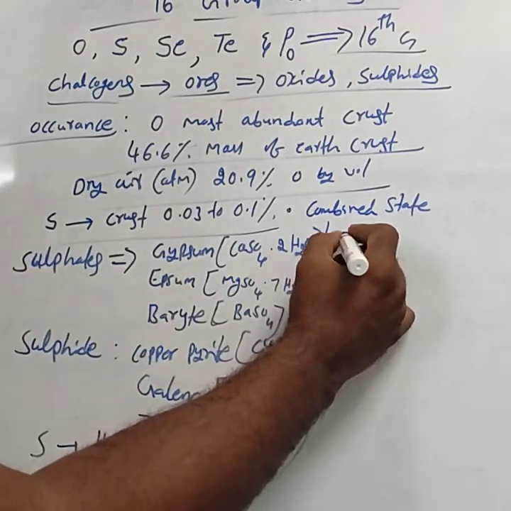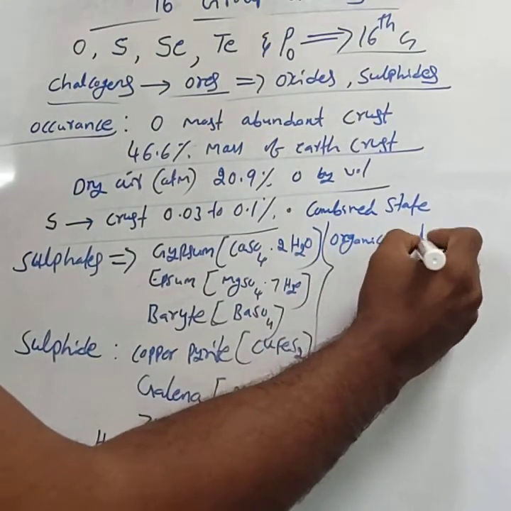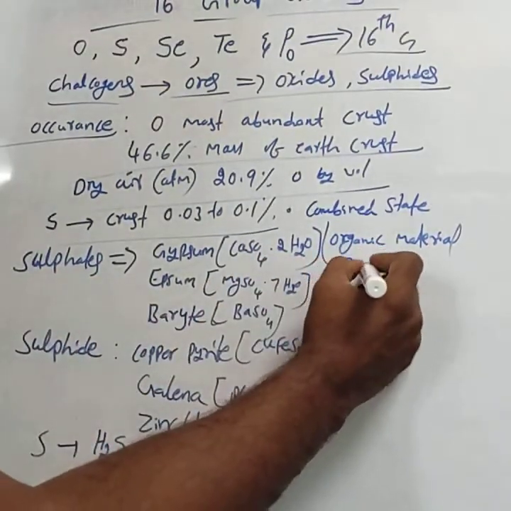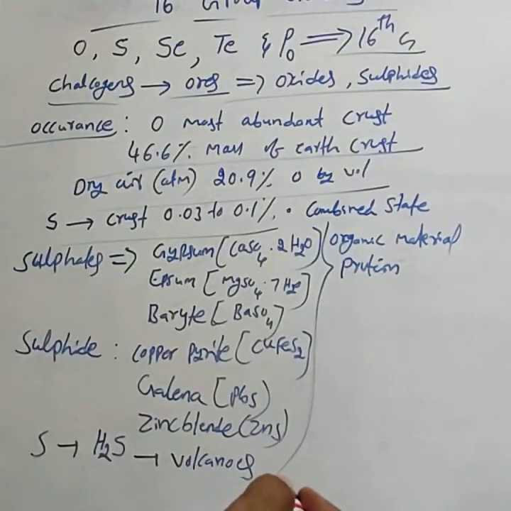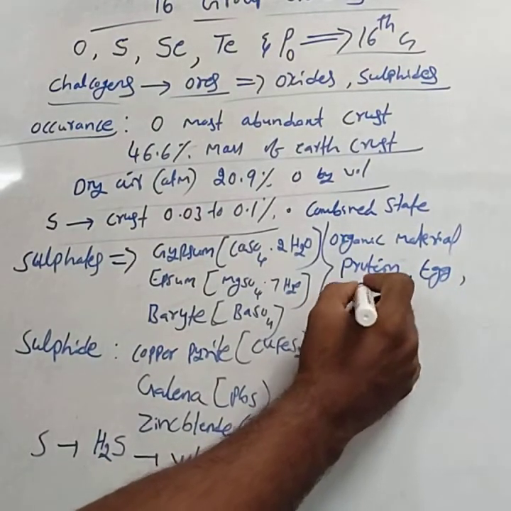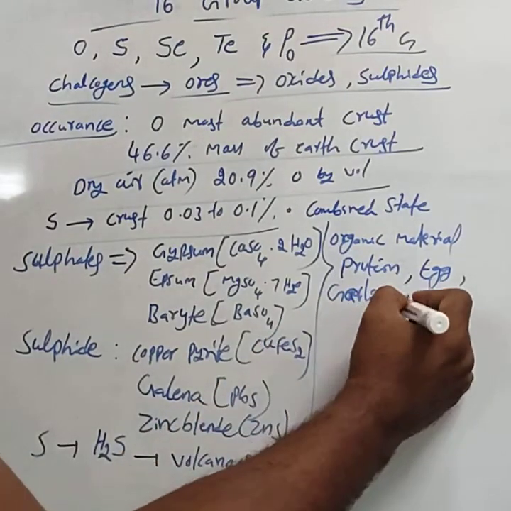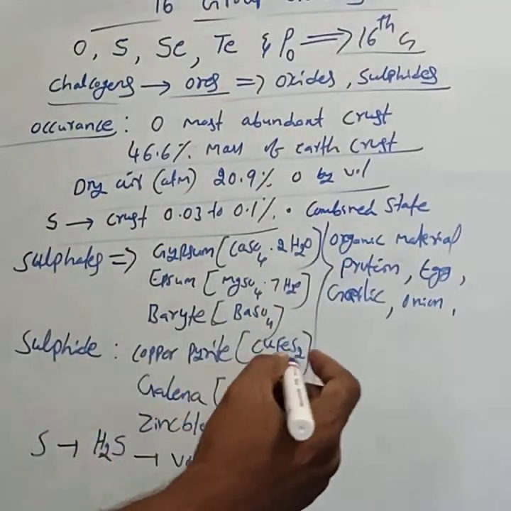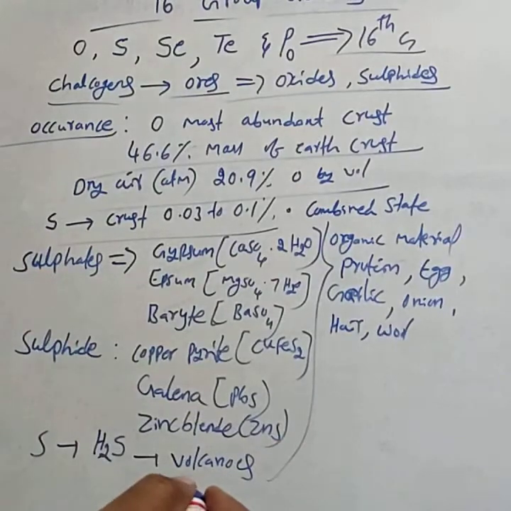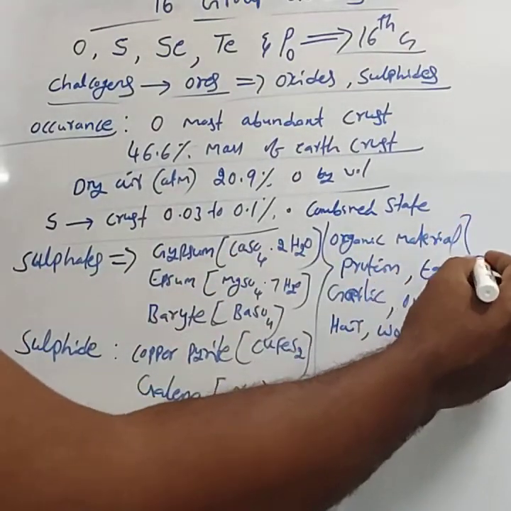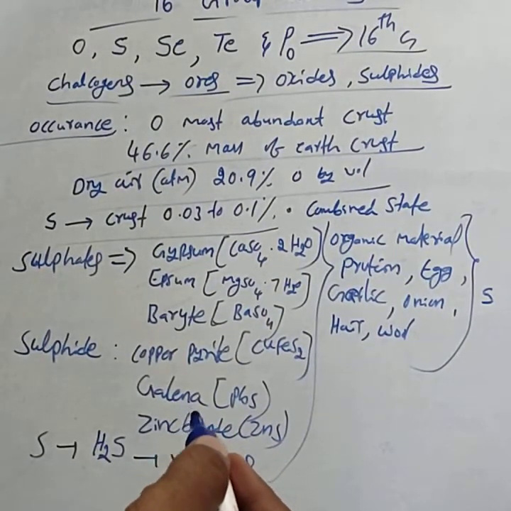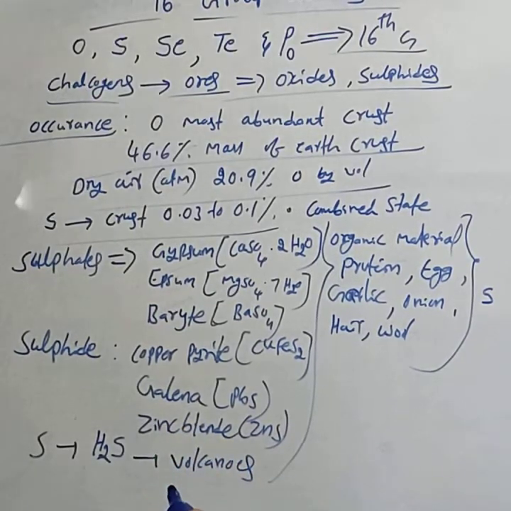Then organic materials like proteins, egg, garlic, mustard, onion, hair and wool also contain sulfur.